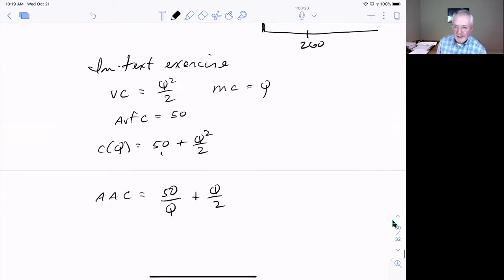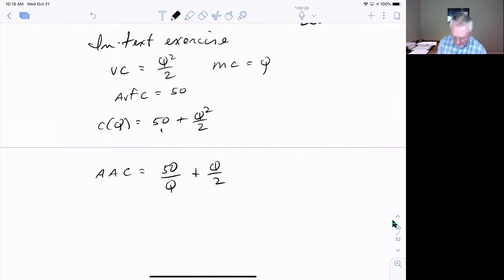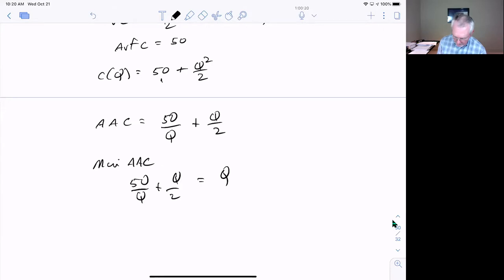Now, once again, in order to get Dan's supply function, I have to determine the price that Dan has to get to choose to operate. So I need to find minimum average avoidable cost, and I do that by setting 50 over Q plus Q over 2 equal to marginal cost, because marginal cost intersects it at its minimum point. So what do I have here? I've got Q minus Q over 2, which is simply Q over 2, and that's equal to 50 over Q.